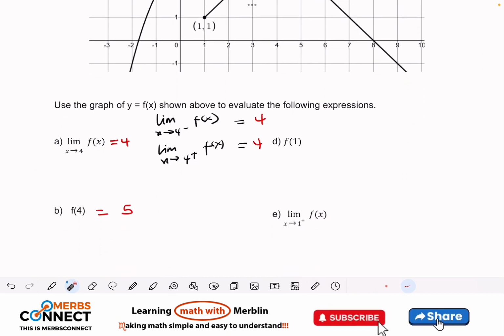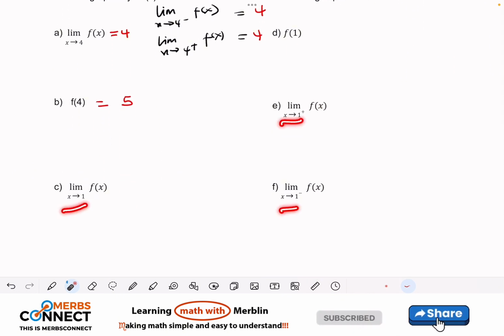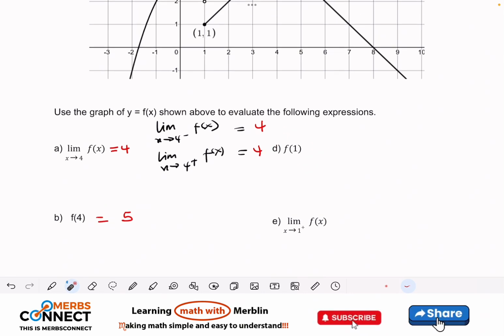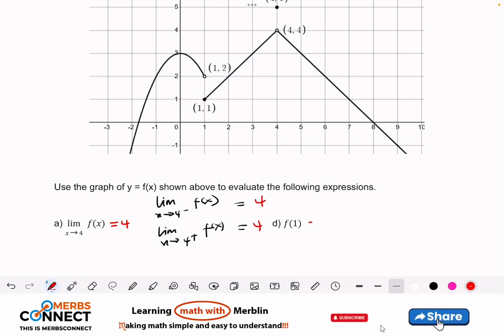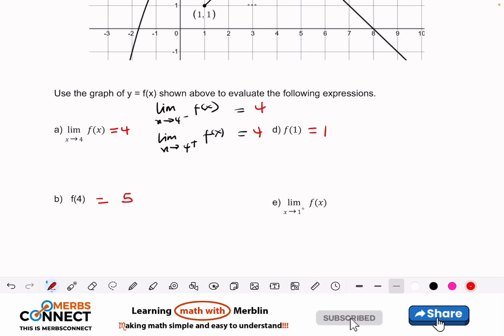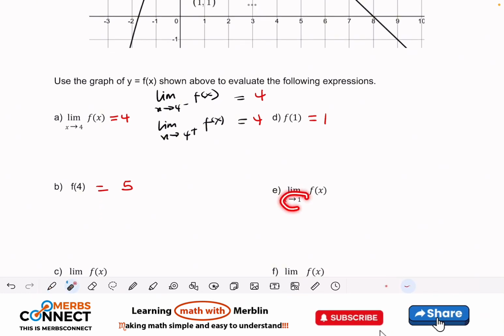So let's look for 1 because x is approaching 1. First, let's look for f of 1 here. So let's go to 1. Now I said you need to look for these circles here. We have two circles on x equals 1, but one is open and one is shaded. So this is open, this is closed. Anytime you are finding f of something, you pick the one which is closed. Because this is closed, we move it to the y-axis, and that one is going to give us 1. Very simple.